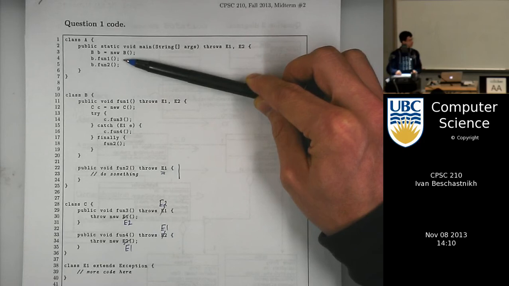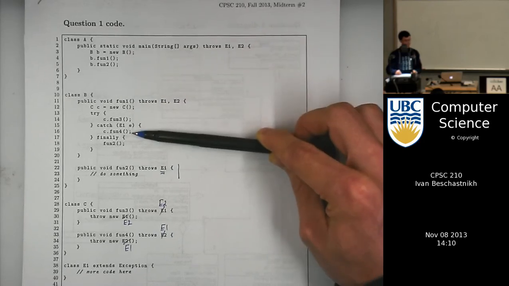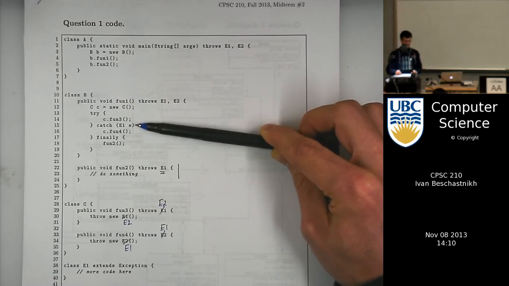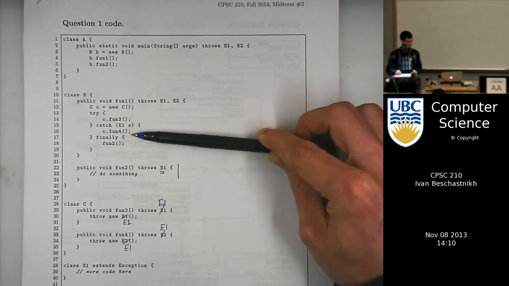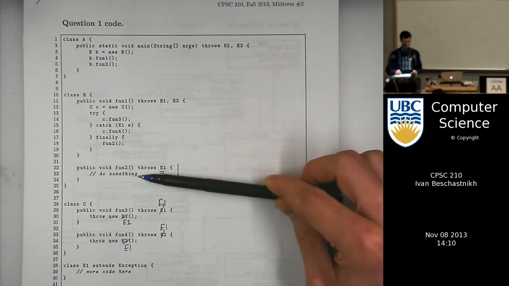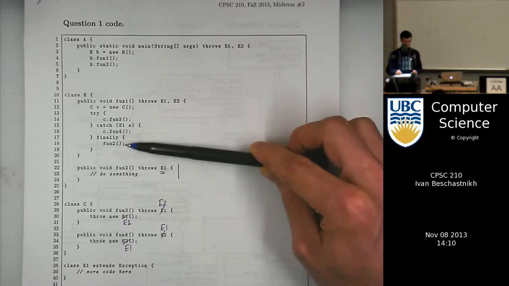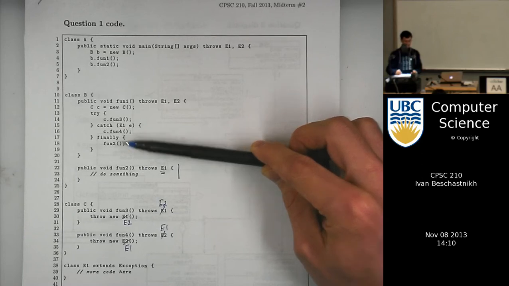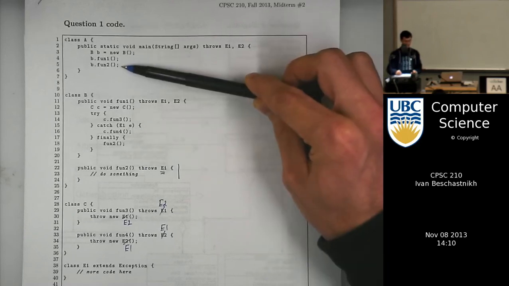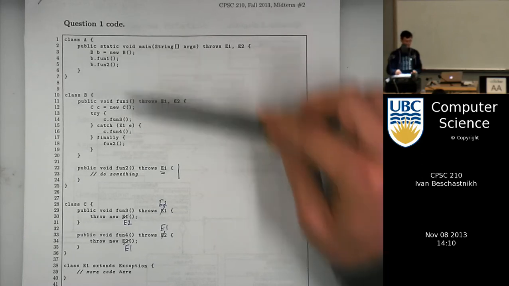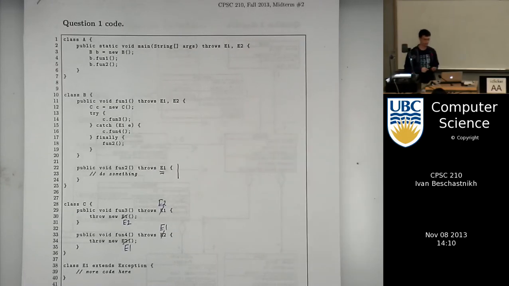Okay, so looking at the questions again, line 16 is the catch body. It's a catch for E1. E1 never happened, so it never executed. Line 23 is the do something. It did happen because I executed the finally clause. It did not happen twice because I never reached the second statement. And it executed exactly once.